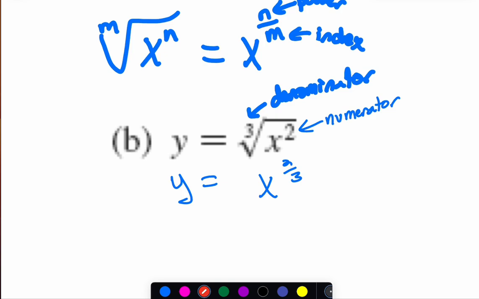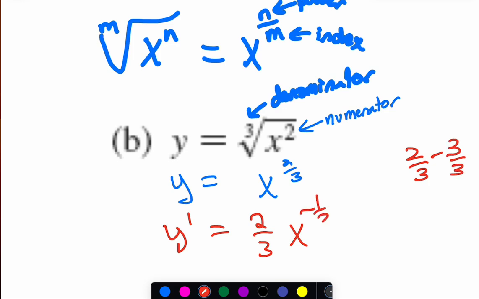Now we are ready to use our power rule. If you can rewrite something as a power function, do it, because power functions are easy to take a derivative of. Okay, now that we know the rule, for the derivative of this, the power drops down in front. Now let's think about when we subtract 1 from 2/3. 1 is 3/3, so 2/3 minus 3/3 is negative 1/3.